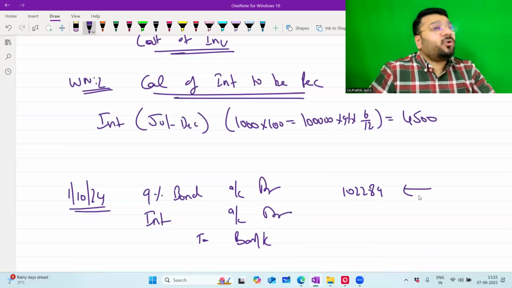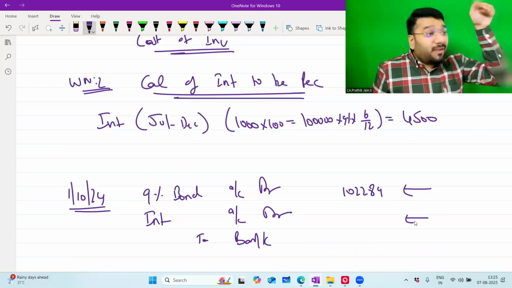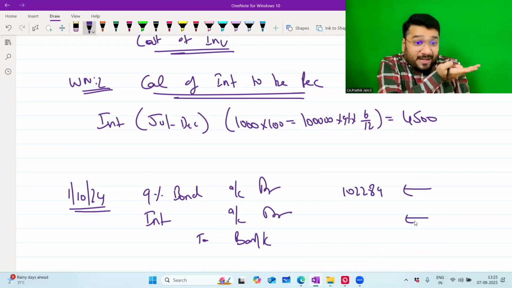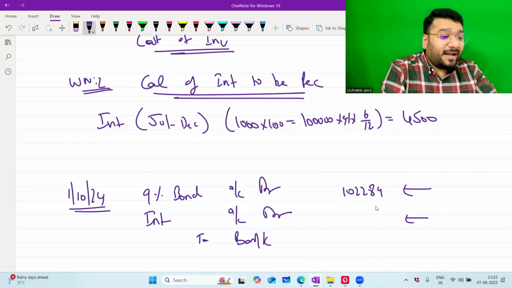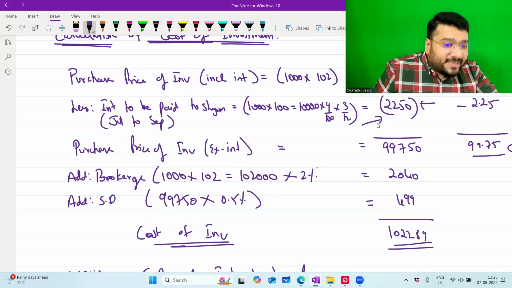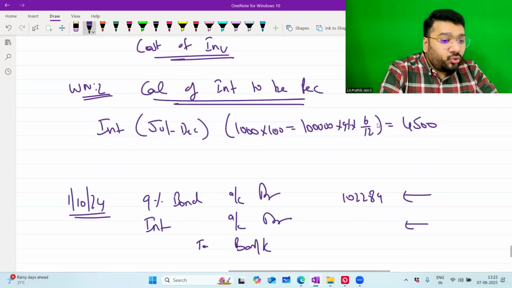Now you understood why I excluded interest separately from here? Because interest is separately captured in a different ledger. So if it is cum interest, always minus the interest. We can't include it in the investment value because we are creating a separate ledger for it. And that interest, how much are we going to pay? 2,250 is the interest that we are going to pay.